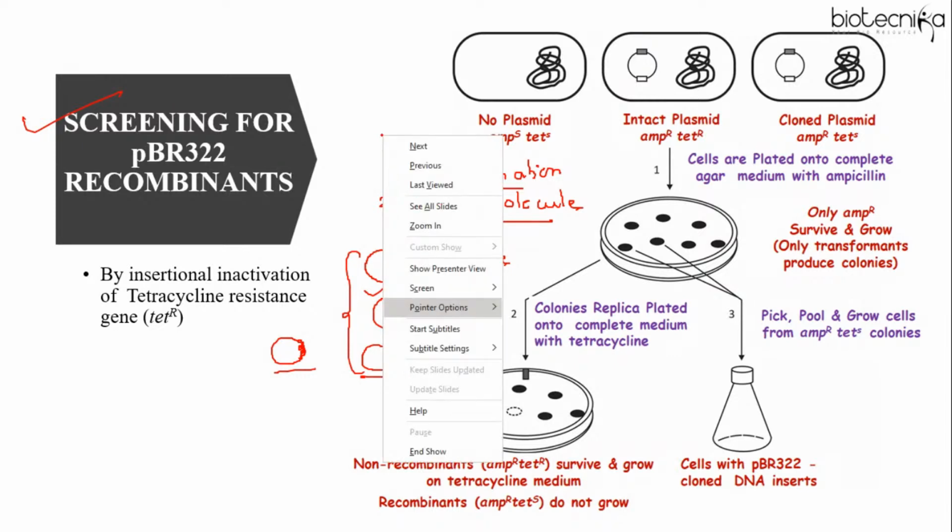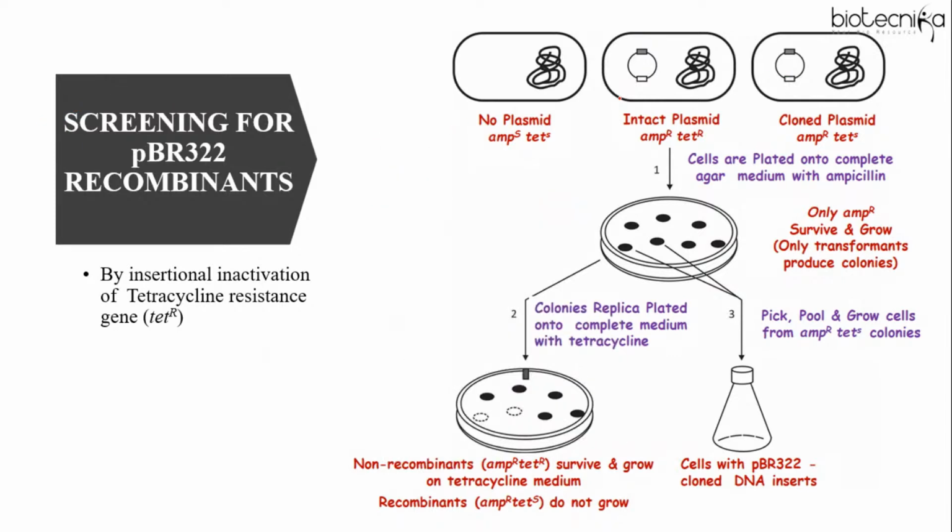Here you can see on the screen three possibilities. The first indicates that no transformation has taken place. As I mentioned earlier, we will be using a host bacterial strain which does not have any plasmid, so that we can check for transformation. So with no plasmid, this bacterial cell lacking the plasmid pBR322 will be ampicillin sensitive and tetracycline sensitive. Another cell represents the vector which is self-ligated, an intact plasmid. That means it is the normal vector molecule, not the recombinant one. The third one represents the recombinant one.